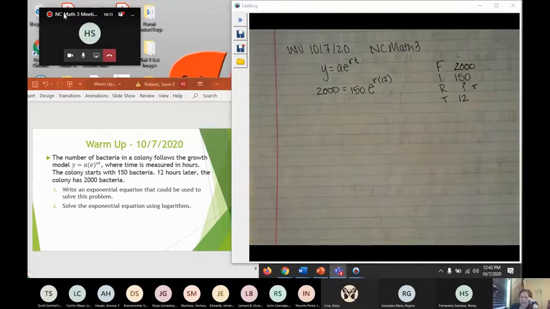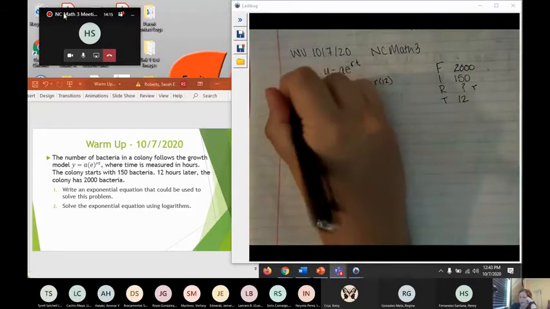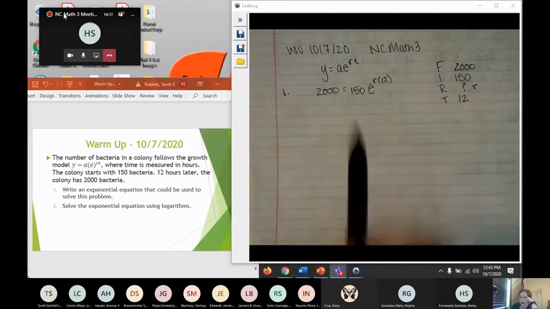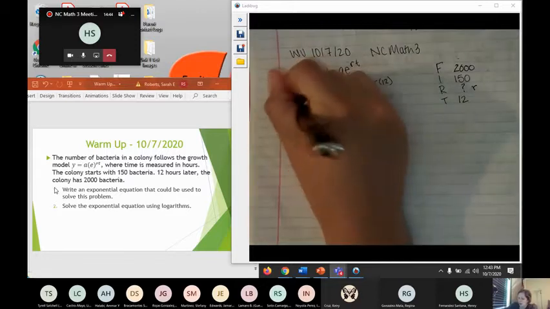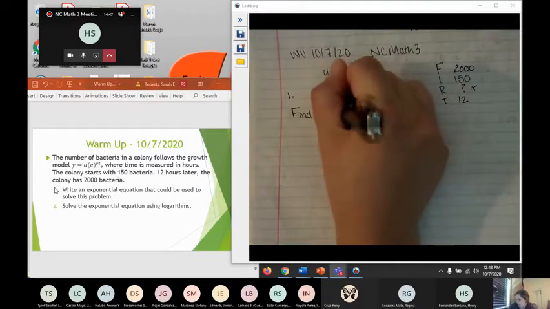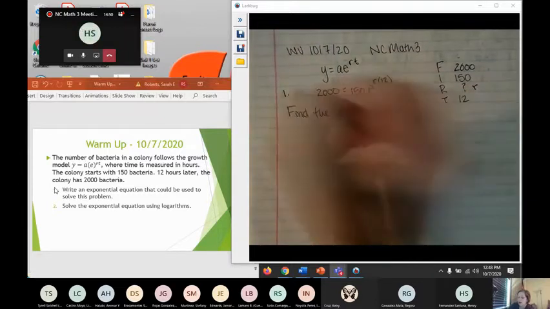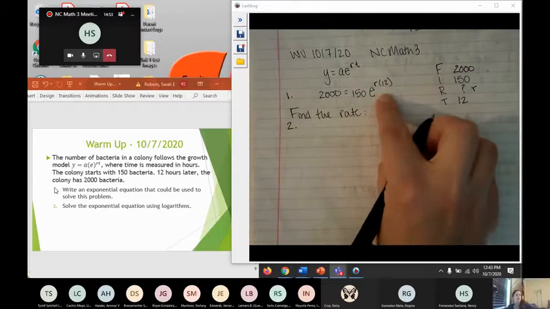Okay, if nobody has any questions, this is for number 1 on the warm-up. We wrote the equation that can be used to solve the problem. Then it says, solve the exponential equation using logarithms. This is the model. It doesn't really give us a problem. The only variable that's there is to find the rate. So we're going to try to find the rate by solving this equation using logarithms.